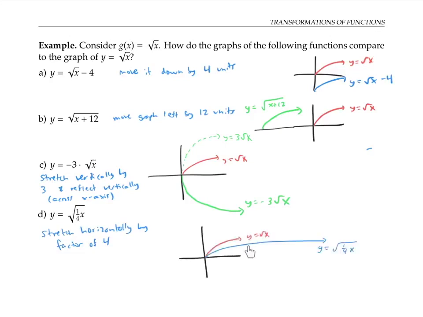Notice that stretching horizontally by a factor of 4 looks kind of like shrinking vertically by a factor of 1/2. And that's actually borne out by the algebra, because the square root of 1/4 x is the same thing as the square root of 1/4 times the square root of x, which is the same thing as 1/2 times the square root of x. And so now we can see algebraically that a vertical shrink by a factor of 1/2 is the same as a horizontal stretch by a factor of 4, at least for this function, the square root function.